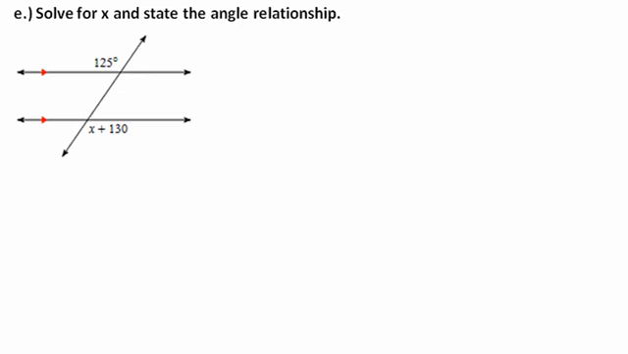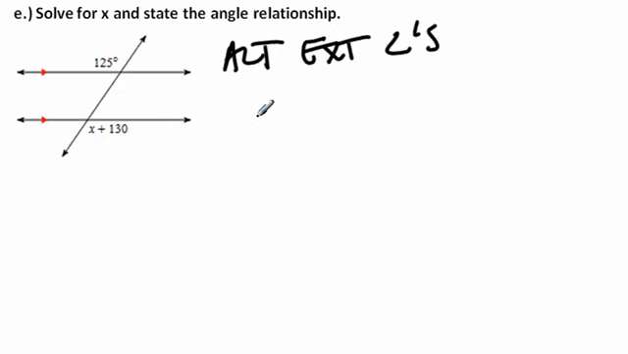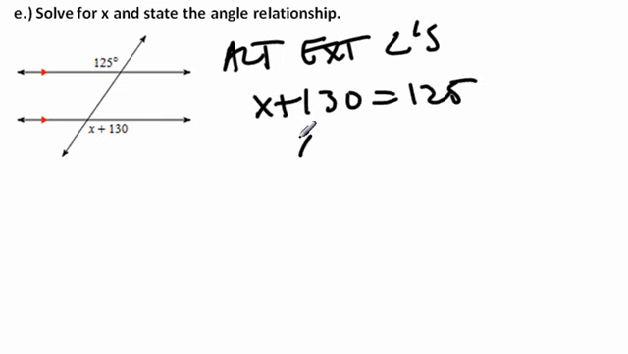So in this problem, again, parallel lines, transversals. We're on alternate sides of the transversal. They're exterior, they're outside the parallel lines. So this is alternate exterior angles. And we know that they are equal, so x plus 130 equals 125. So x equals minus 130 minus 130 is minus 5.